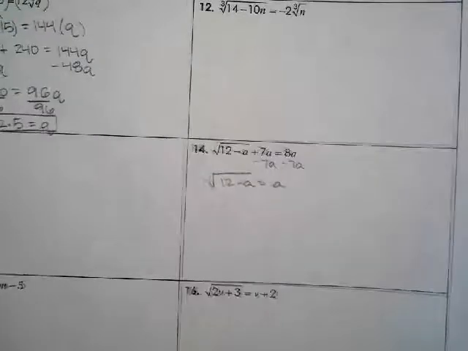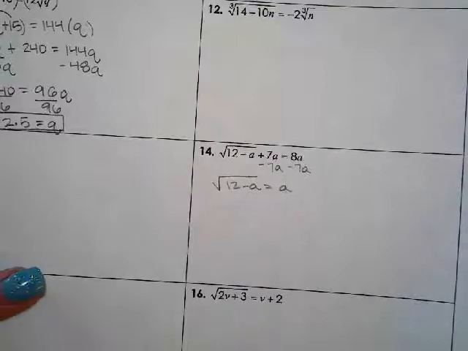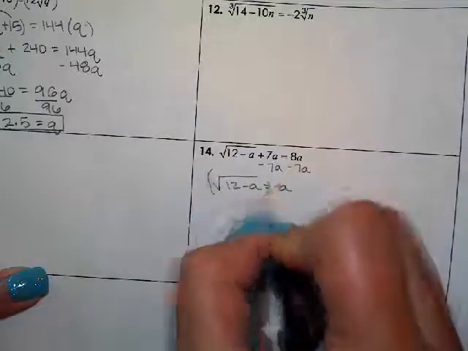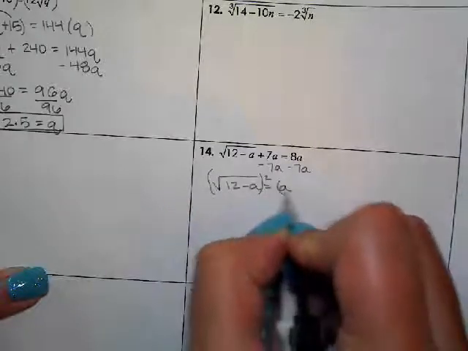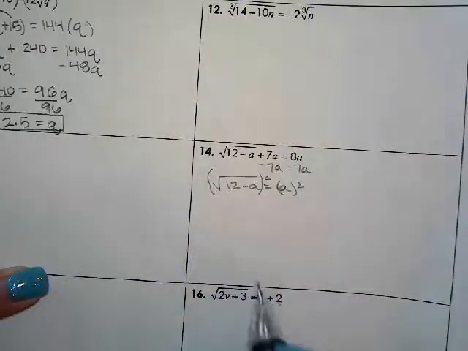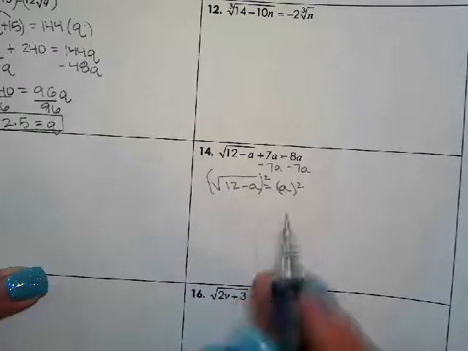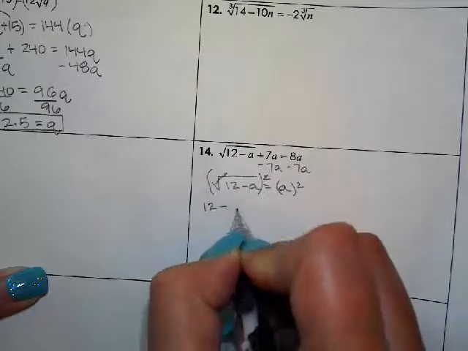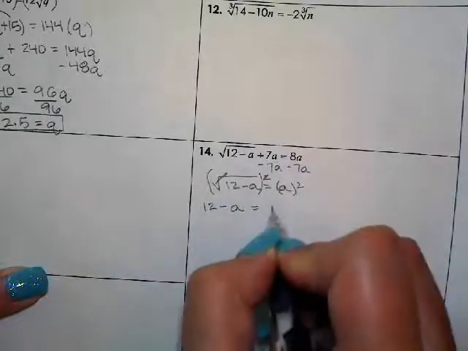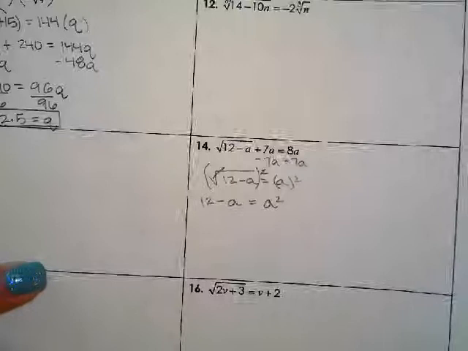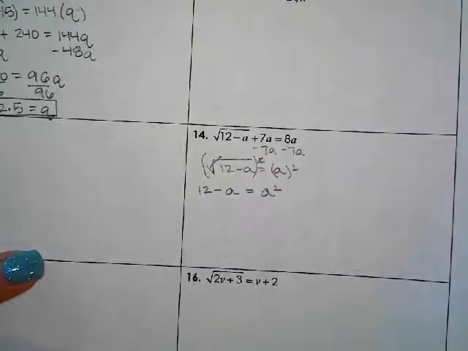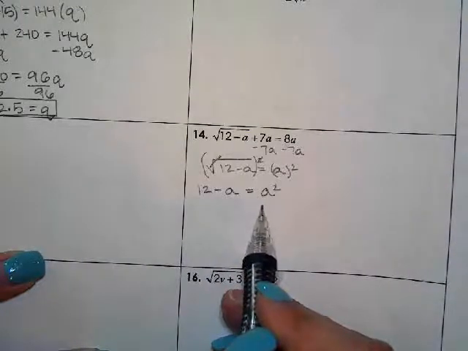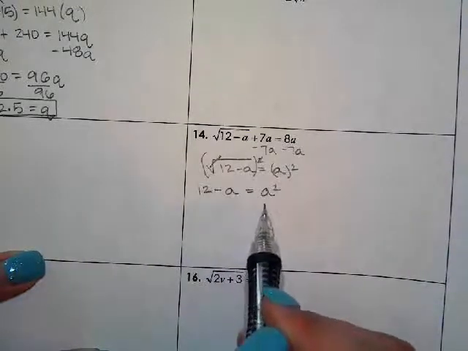So let's go ahead and square both sides. On the left side, the square root and the squared cancel out, and we get 12 minus a. On the right side, we get a squared. And what just happened is we got a quadratic. If you guys recall, quadratics have two solutions, and we get those solutions by factoring, using the quadratic formula, completing the square, whatever.